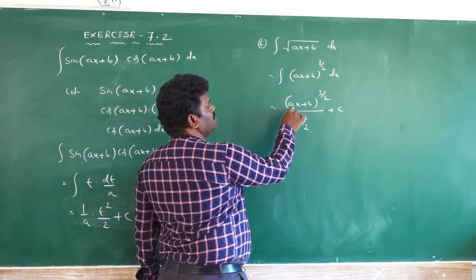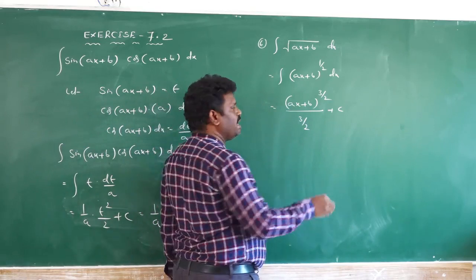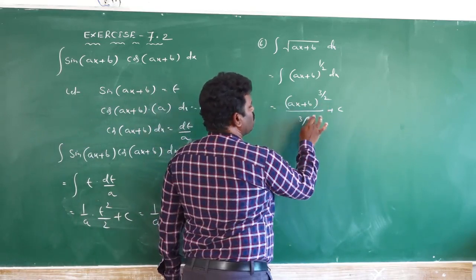Again, the derivative of ax plus b is a, and that value goes in the denominator.